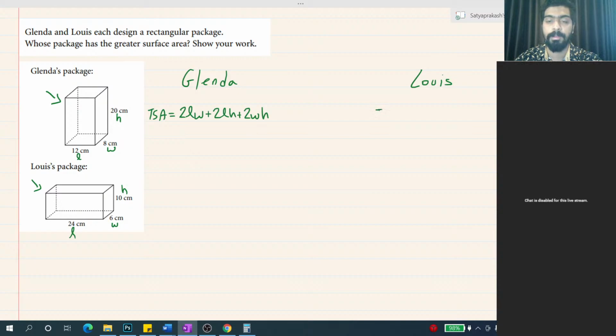So we have TSA is equal to 2LW plus 2LH plus 2WH. All right, guys, so I've written down the formula for you guys. And now I want you guys to try and do it by yourself. Maybe 2 minutes. I'll give you maybe 2 minutes. And then once we come back, we will do it together. All right, guys, let me go get a glass of water.